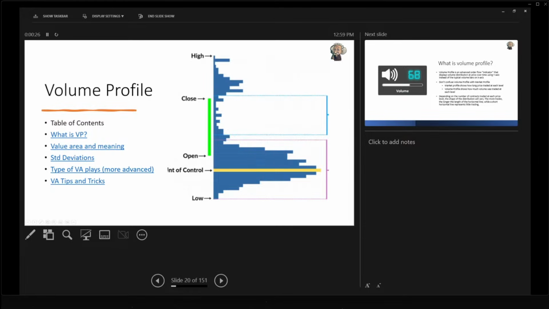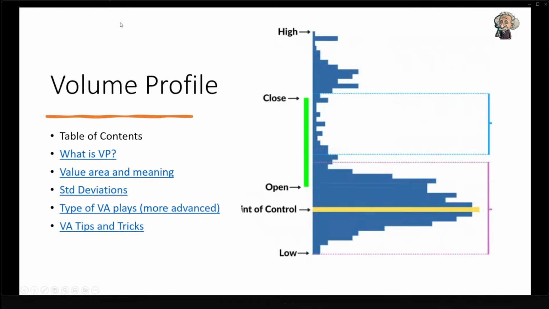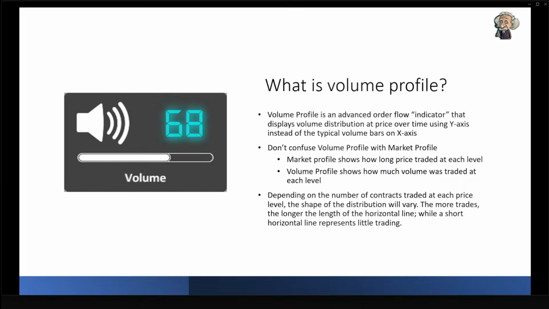Does anyone really know what volume profile is? Like really, really know? I do. Okay, aside from you. I'm sure you have some traders that are really good and efficient at trading with volume profile. So let's kind of start. What is volume profile?